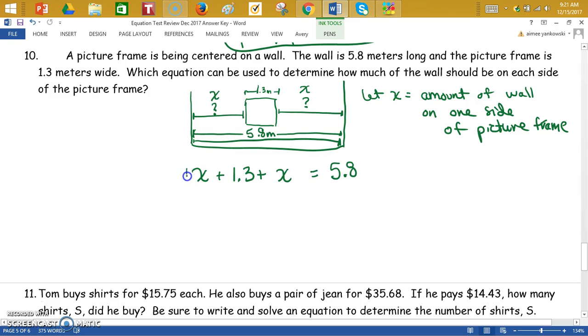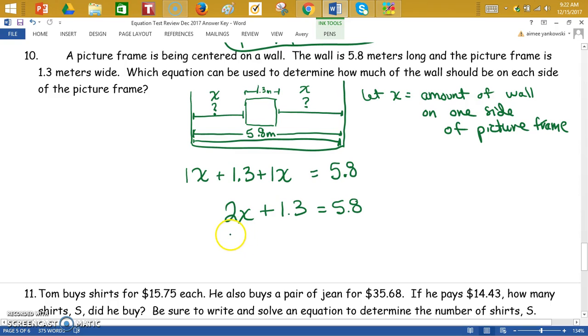So at this point, I would then combine like terms. I know if there's no coefficient in front of the x, I can write a 1 in. So I combine my x's. 1x plus 1x would be 2x. 2x plus 1.3 equals 5.8. That would be one possible equation.